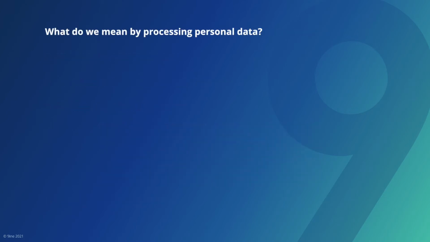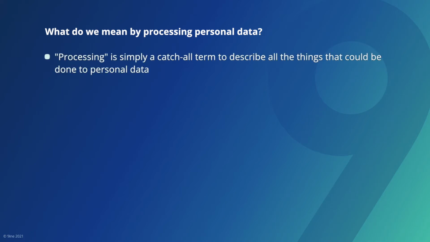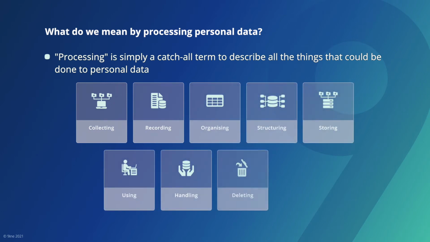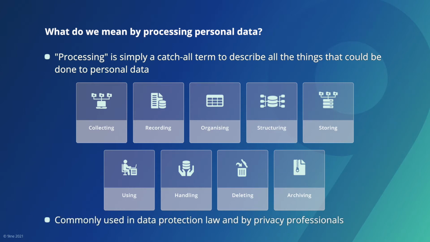So what do we mean by processing personal data? In this training, we'll talk a lot about processing personally identifiable information, but what does processing mean? We use processing as simply a catch-all term to describe all the things that could be done to personal data. It includes collecting, recording, organizing, structuring, storing, using, handling, deleting, or archiving, among many other actions. Different laws use different terms to describe these activities, so in order to simplify things, we'll just talk in terms of processing. It's a word that's commonly used in data protection laws and by privacy professionals. Just know that it means doing something with personal data.